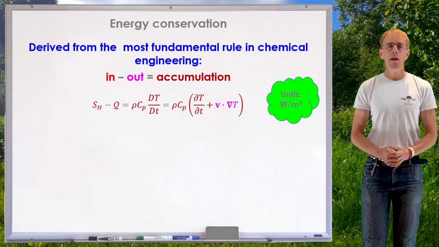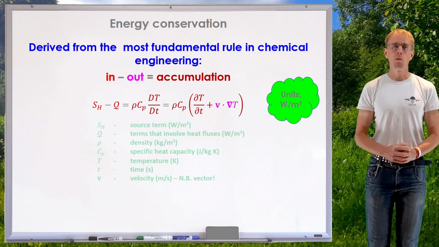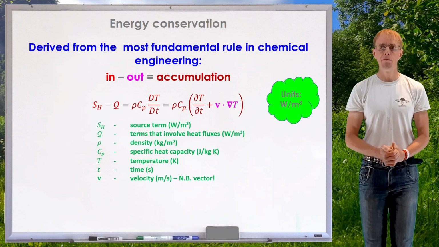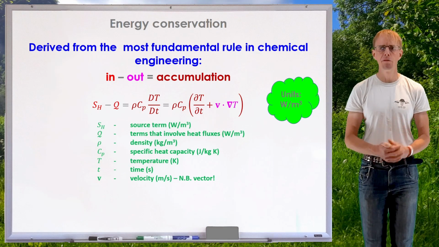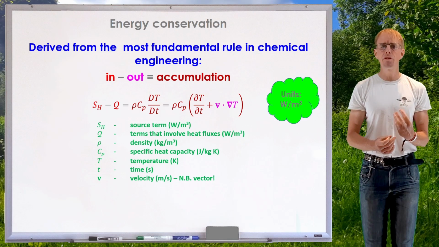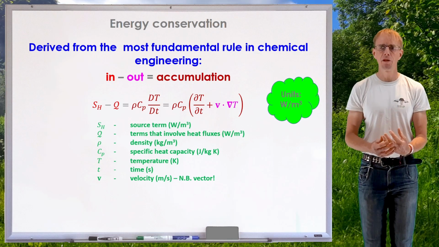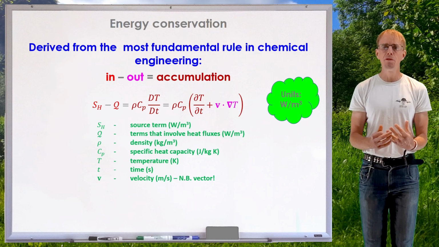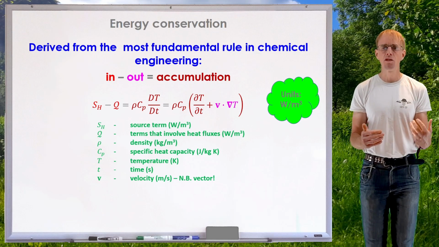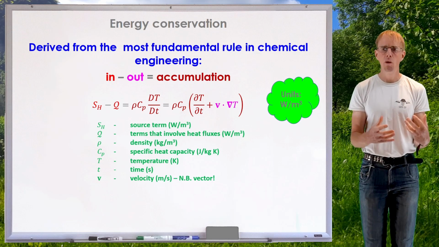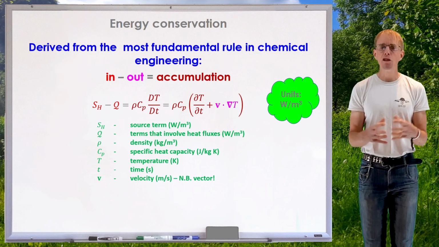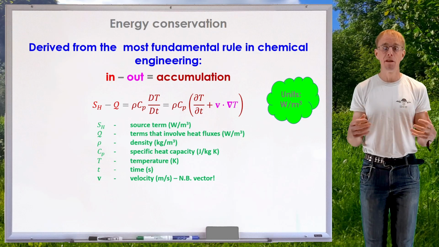Okay, so let's put some nomenclature to this equation. Going from left to right, S_H is a source term, a volumetric source term. We're going to go into more detail on that in a minute. Q here is a term that involves heat fluxes. So Q is a term that involves heat transfer through area, through surface area. So on the left-hand side, we've got how energy changes on a volumetric basis, and then how energy changes by a transfer means through an area of material.